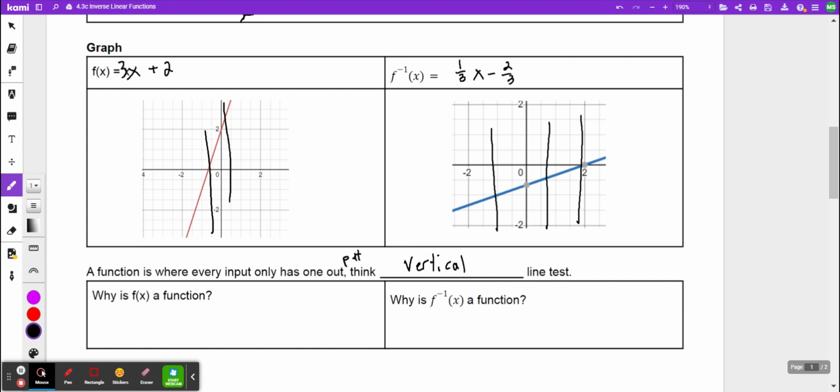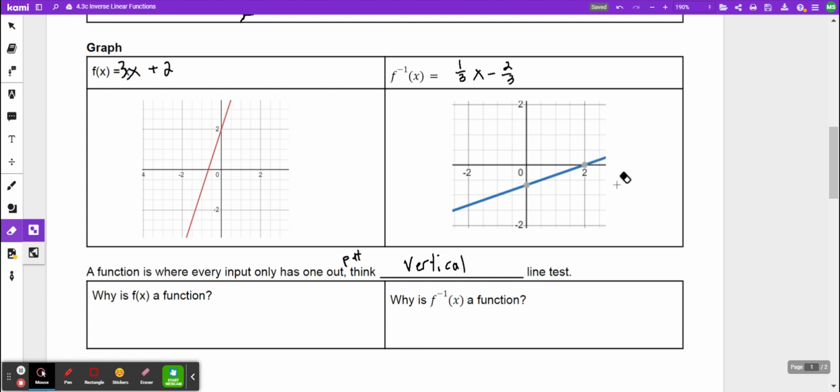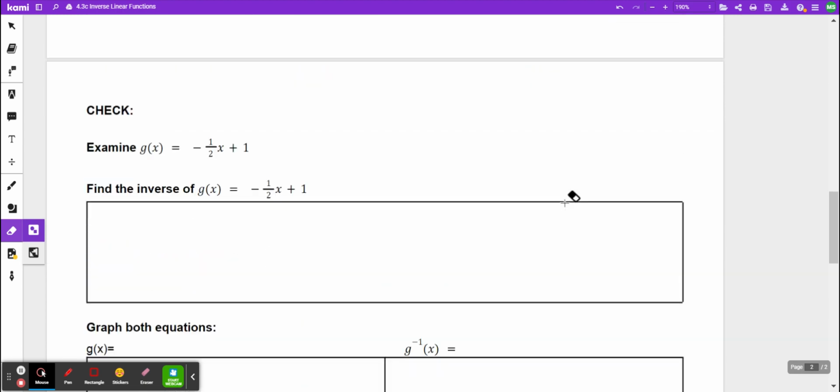So here's some questions. Why is this first function, this red one right here, f of x, a function? And why is the inverse of f right here a function? Go ahead and write your answers right now in 3, 2, 1. Okay, so you might have written a couple different things. You might have said every input only has one output, or you could have said it passed the vertical line test. Let's go on.